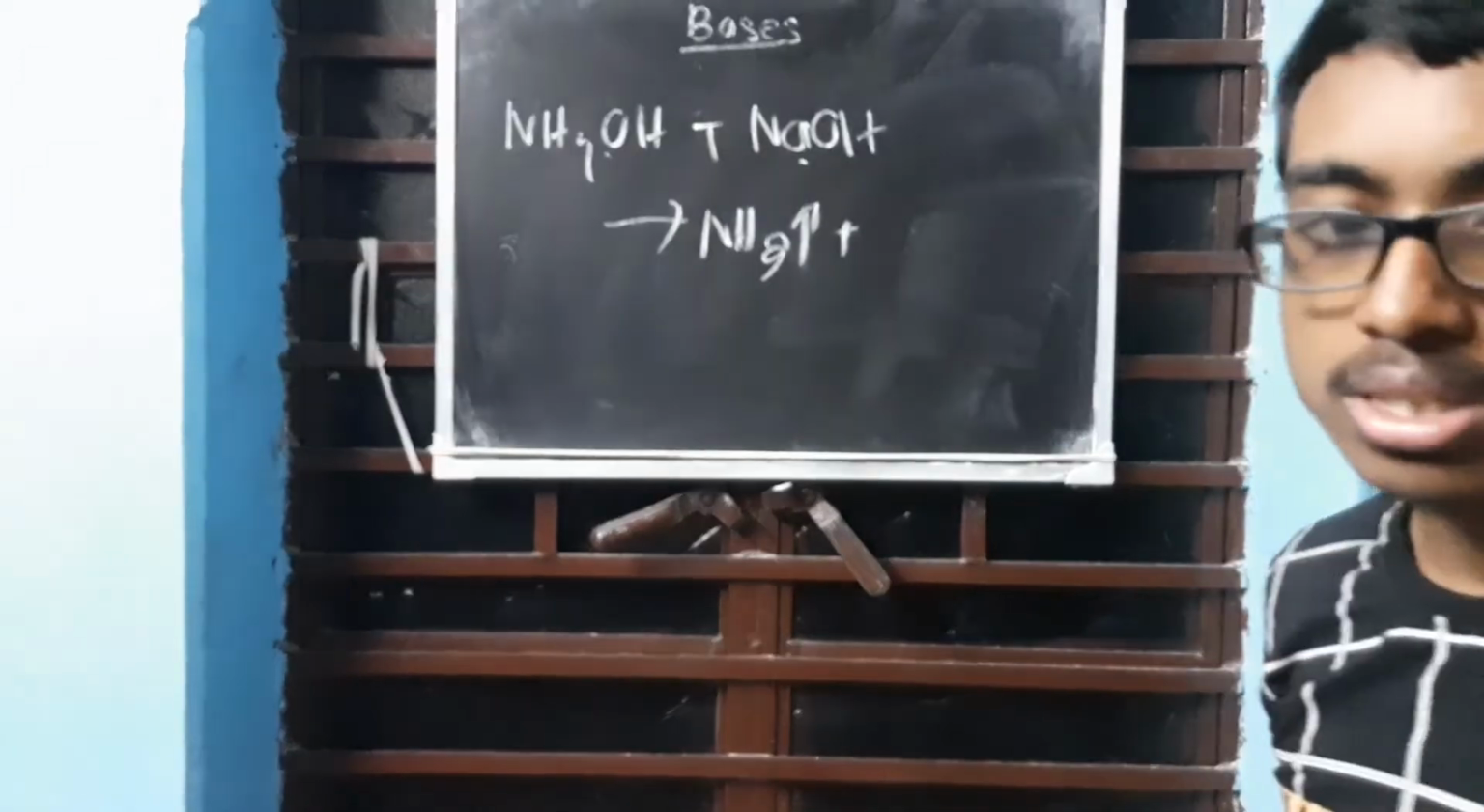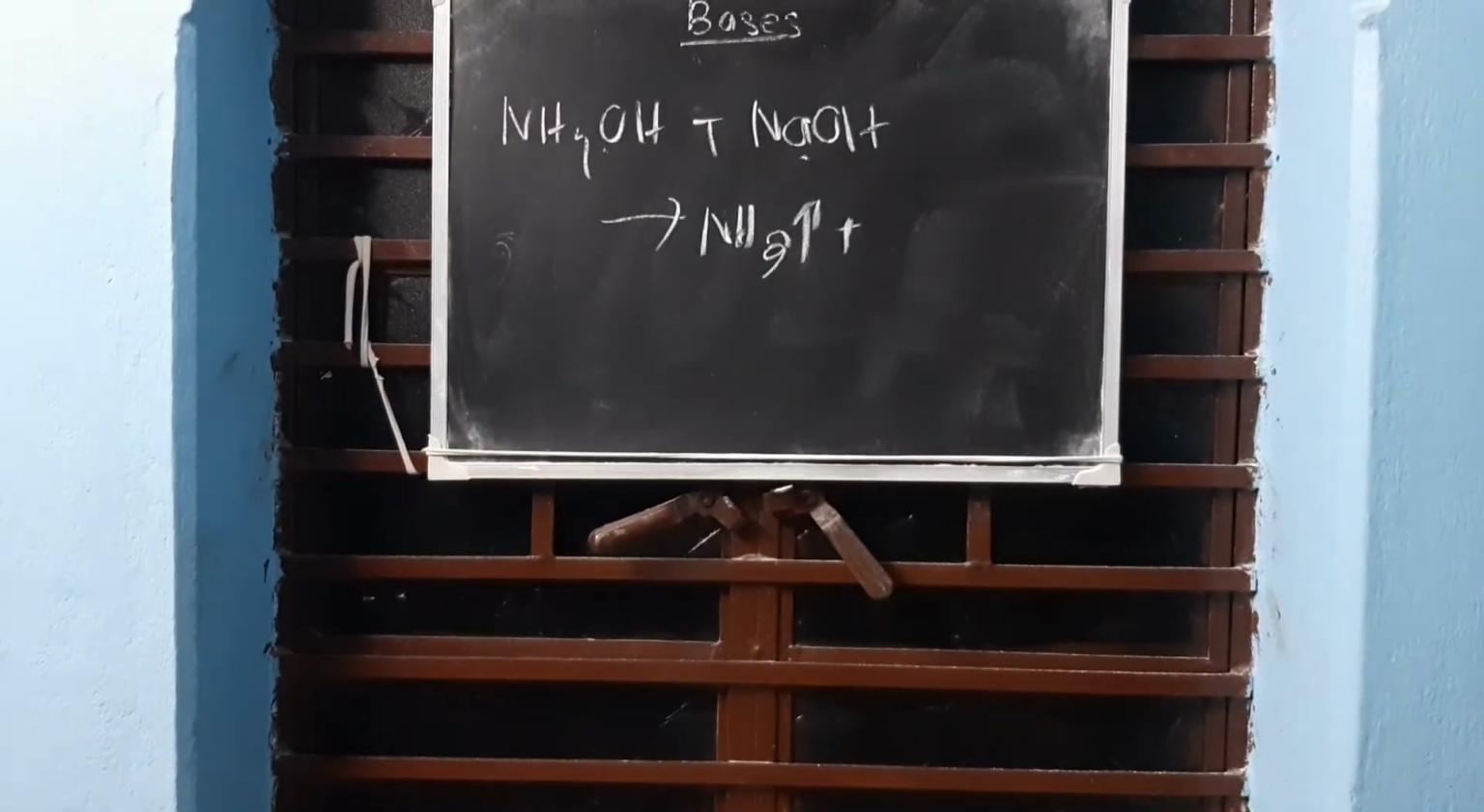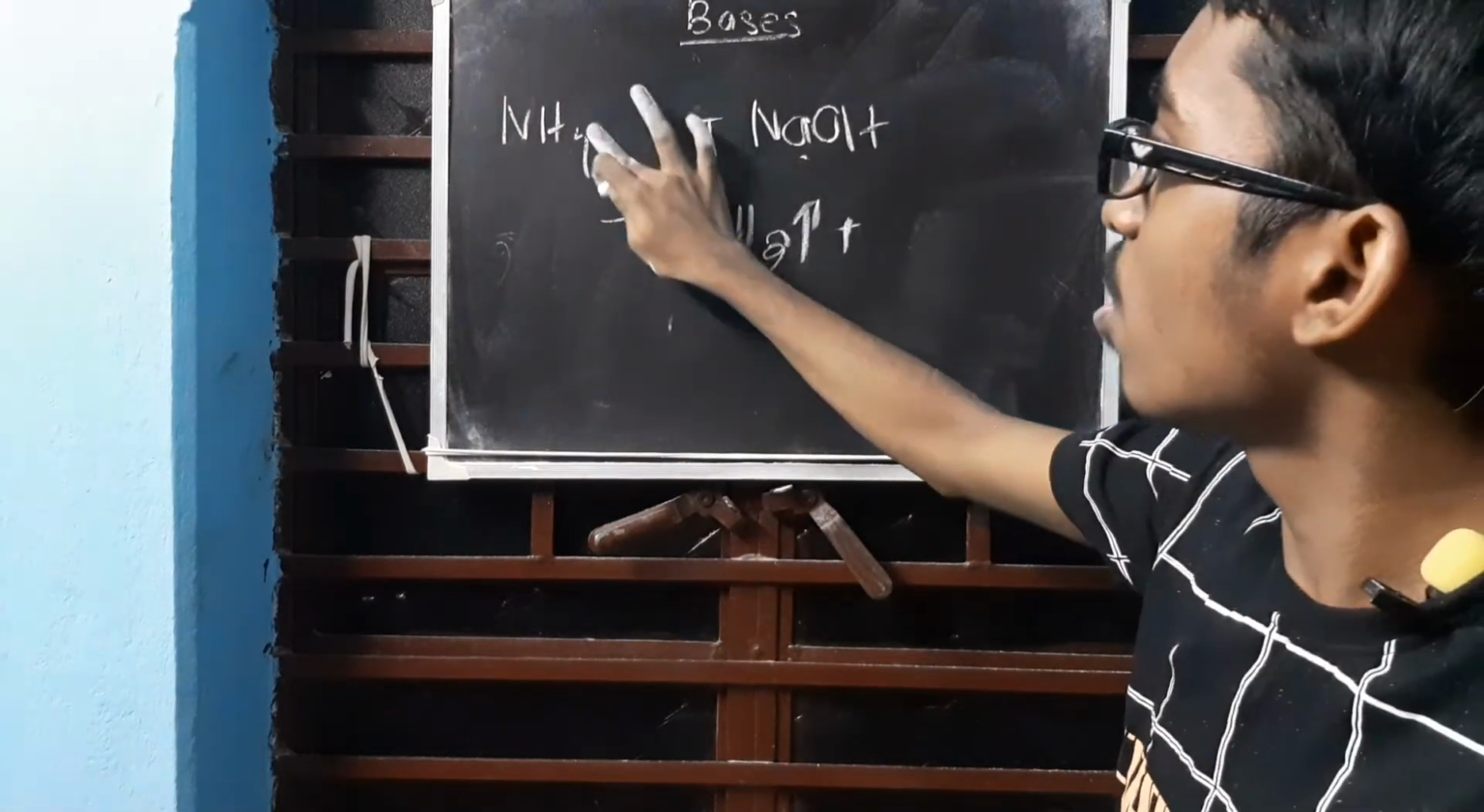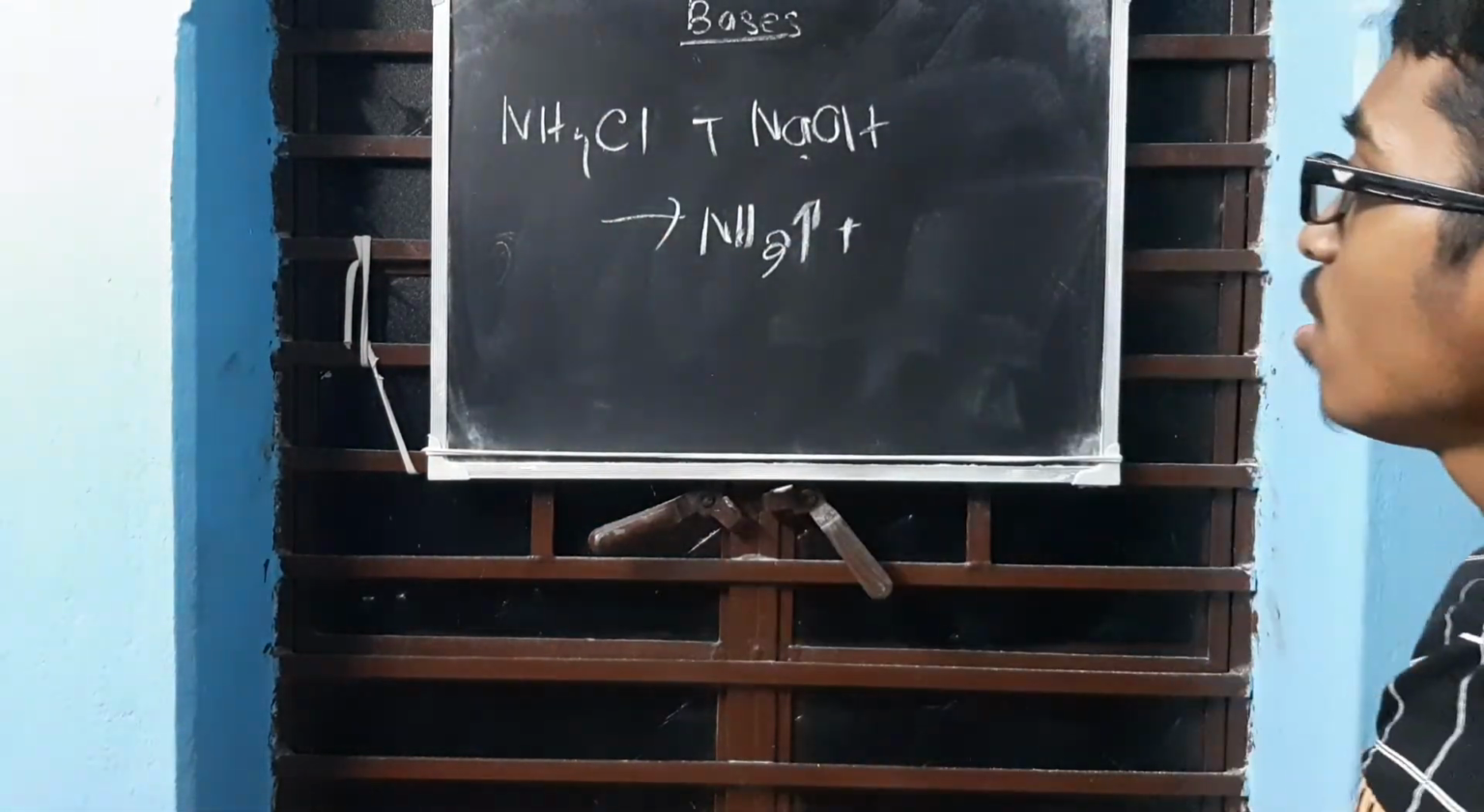Na will go with something else. Tell me what it will go with. Na will go with something else. Achha. Both are oxidants, so it will not work. So let's change the reaction. Cl. Now what will happen?